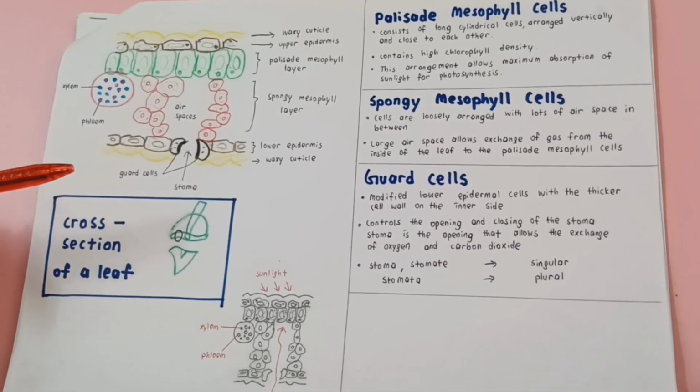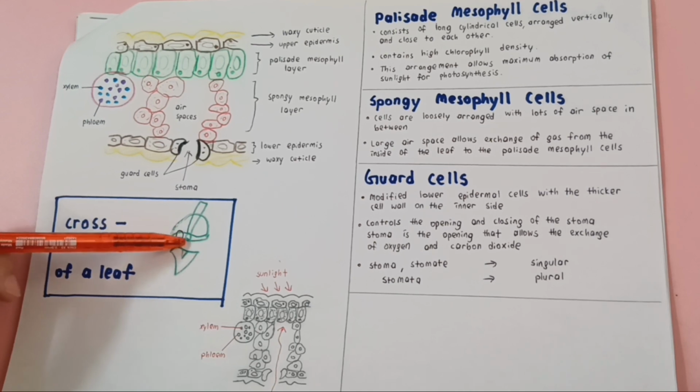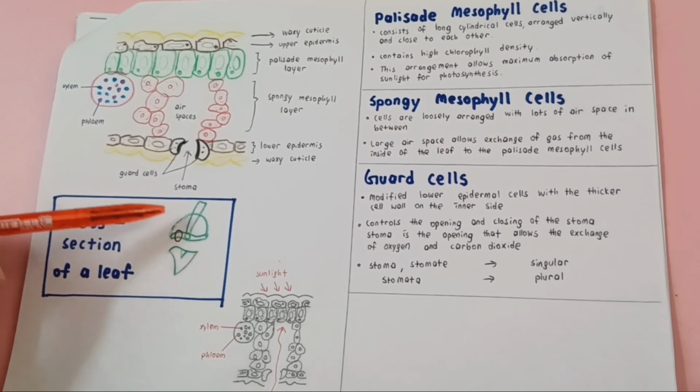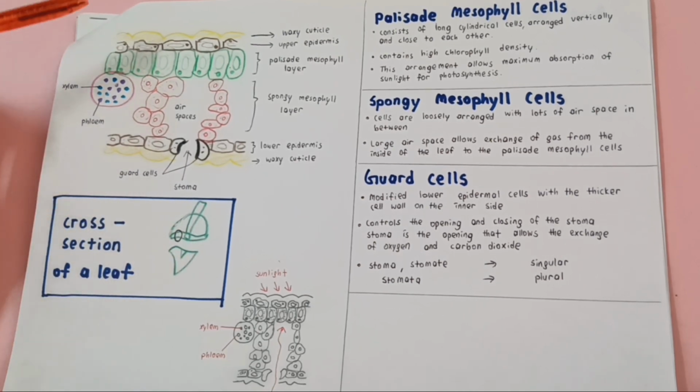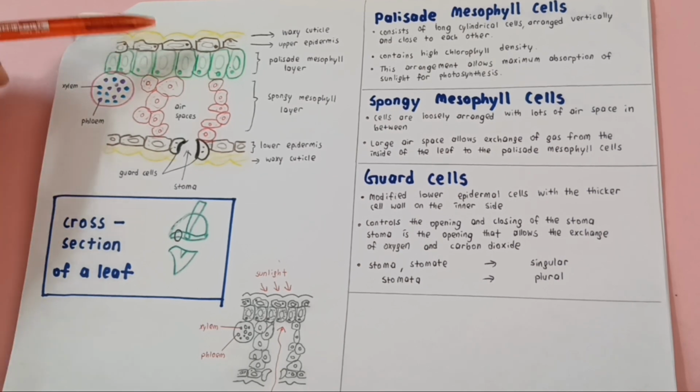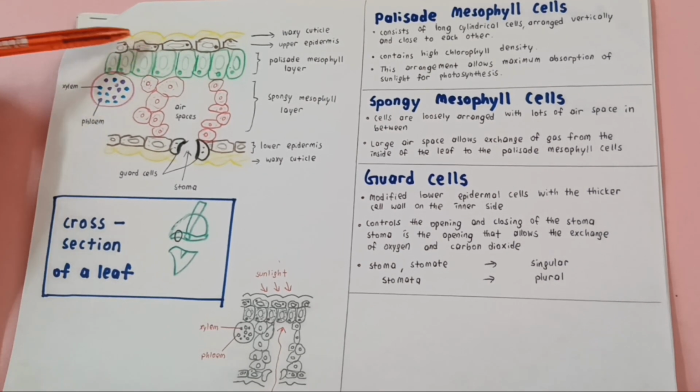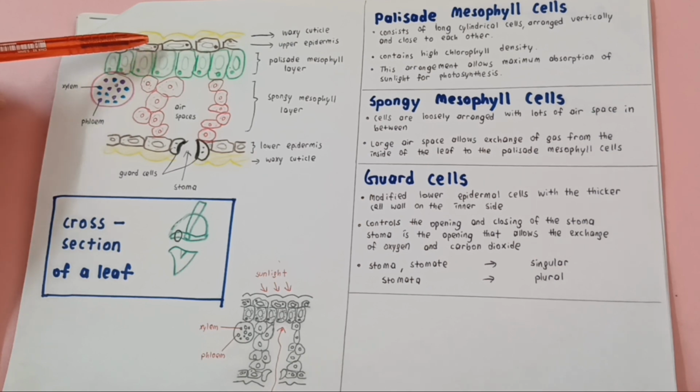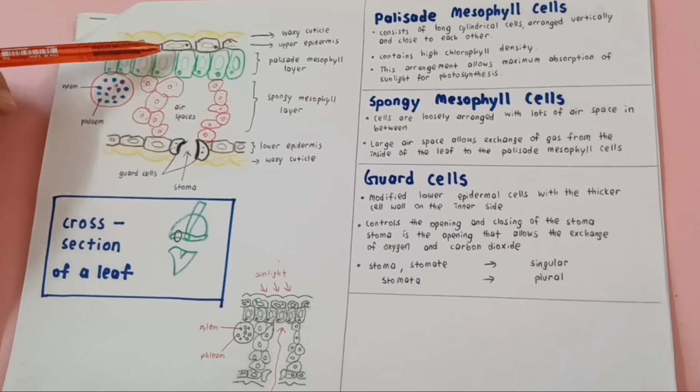What you will see when you cut through a leaf, this part here, not the center, and zoom in, is something like this. The first layer is the cuticle, and then the second layer consists of a group of cells which combine together to form the upper epidermis. Then there comes the palisade mesophyll layer, which consists of palisade mesophyll cells.